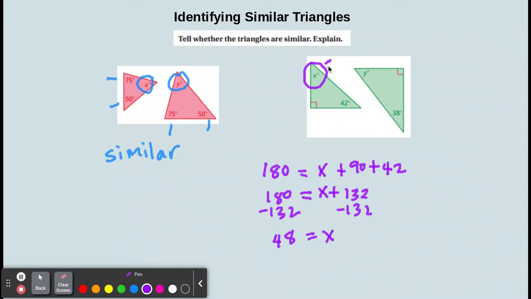Okay, if x equals 48, and this triangle has then interior angles of 90, 42, and 48, there is no way for these two triangles to be similar because it has a 38, and this triangle here does not have a 38. So these two are not similar.